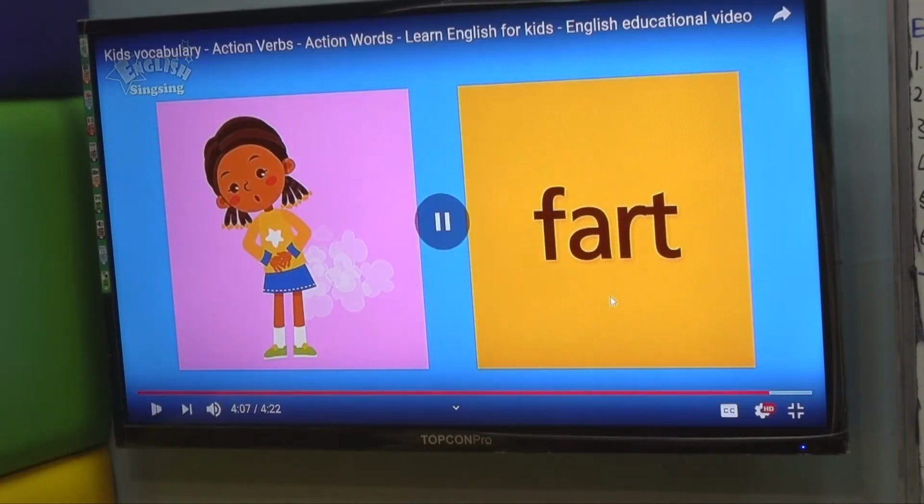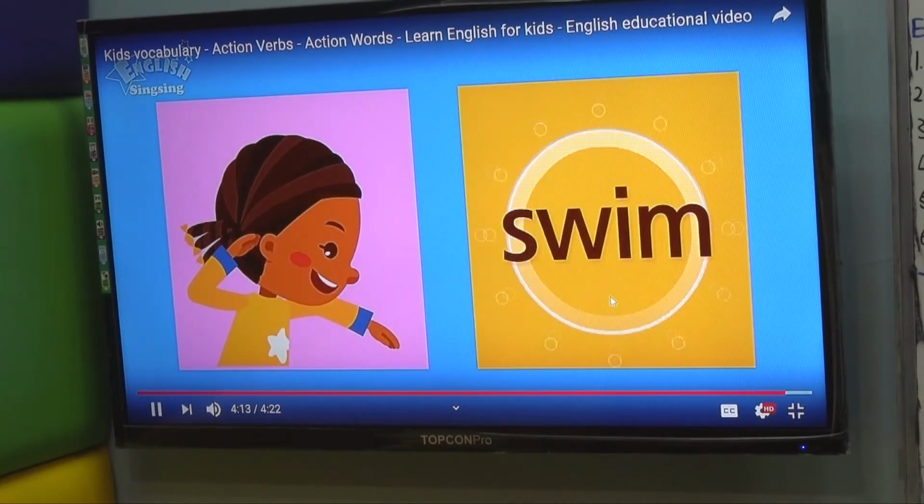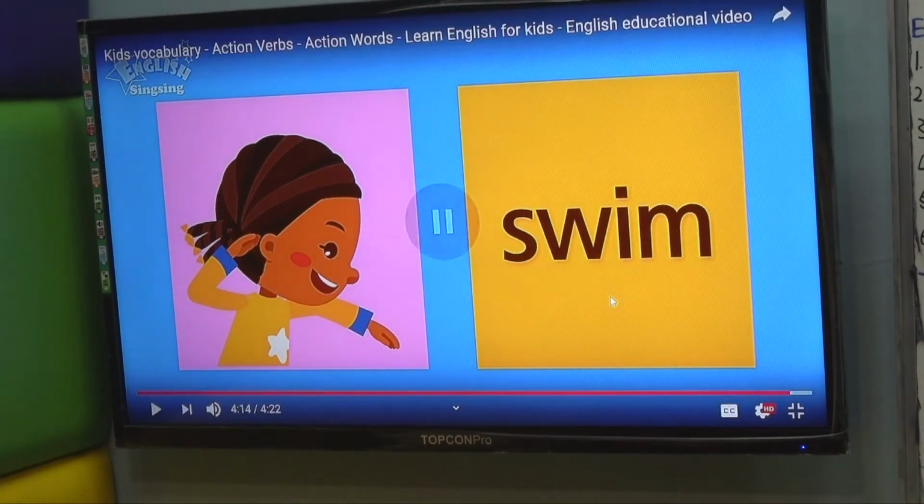Fart. This action is called fart. Clap. This action is called clap. Swim. This action is called swim.